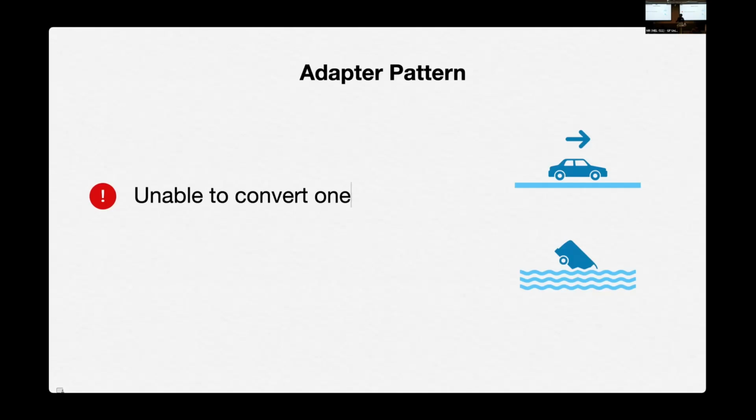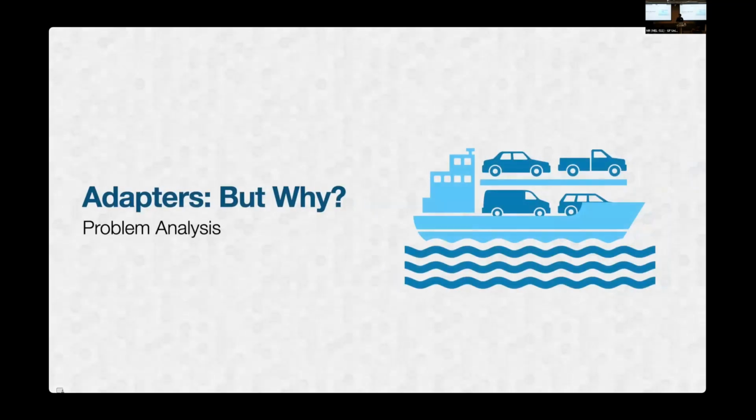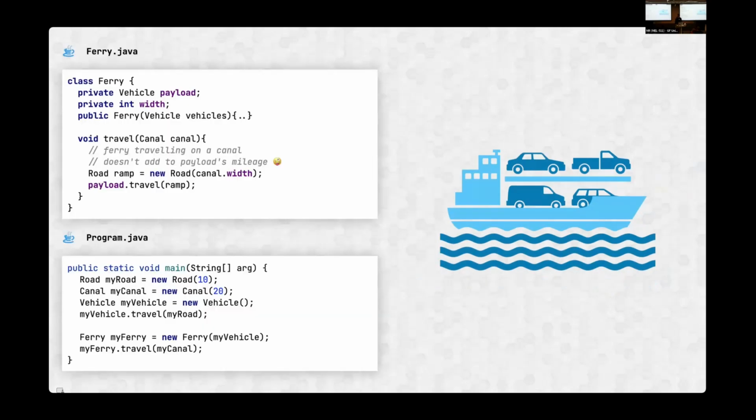And that's what we did with the adapter pattern. We were able to convert one interface to a different interface that it expects. All right, so let's take a step back and ask ourselves, why are we doing this? What's so wrong about this approach?